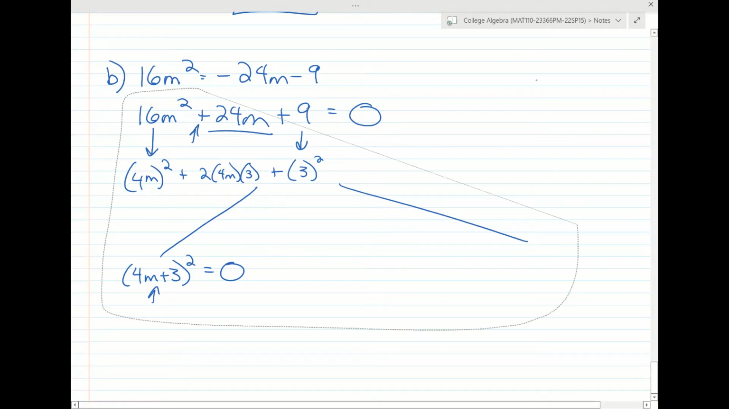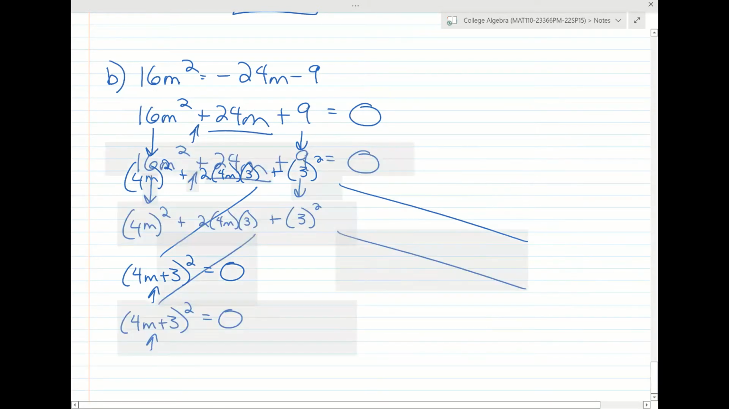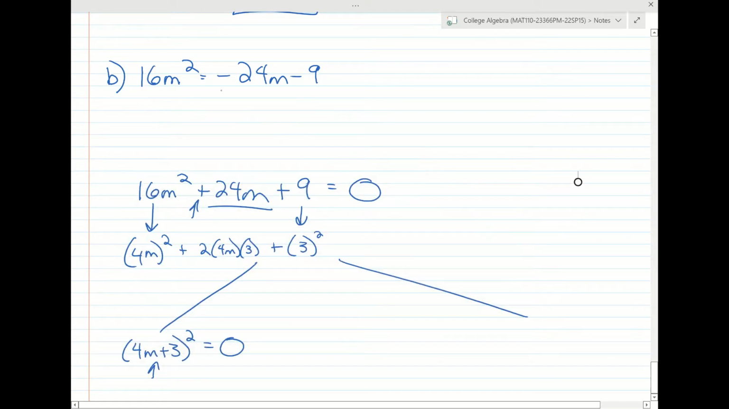I understand. Let me just show, I didn't show one step, and that's my fault. Let me go ahead and just show that missing step. I always want it to be equal to 0. So if you add 24m here and add 24m here, and then add 9 and add 9, you get 16m squared plus 24m plus 9. Does that make sense, Evan? So now it is equal to 0. That's what we wanted.